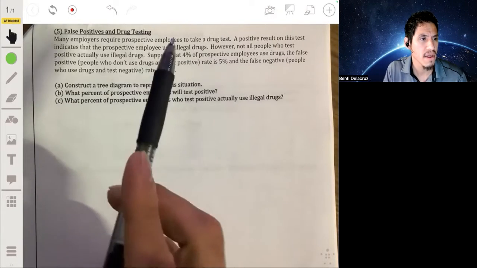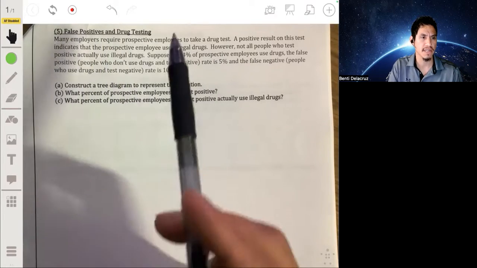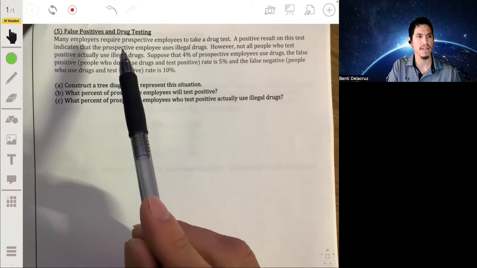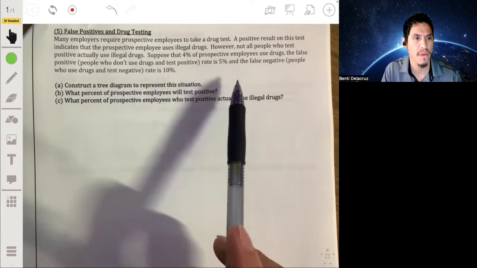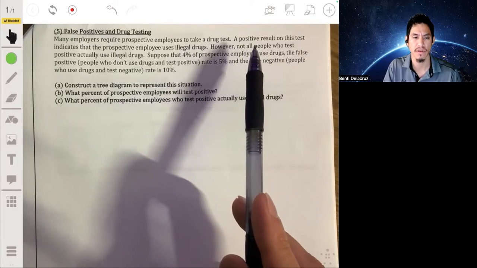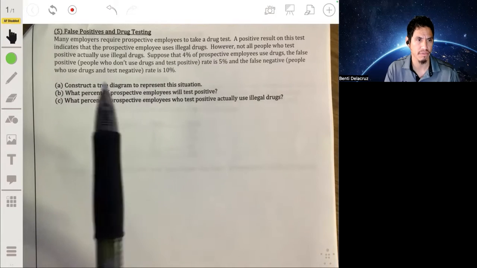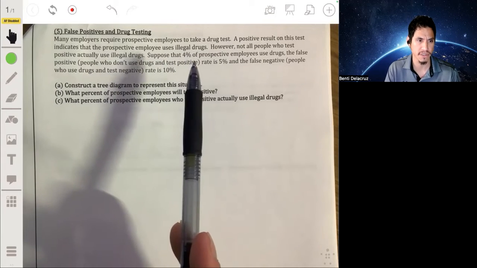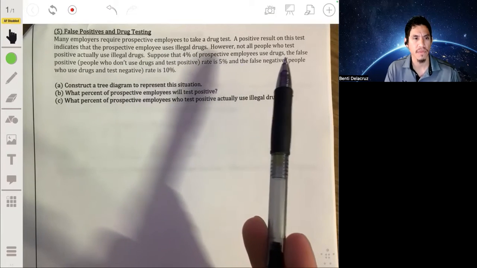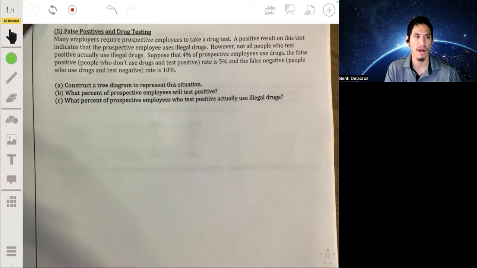All right, here we're going to be dealing with false positives in drug testing. It says that many employers require that their prospective employees take a drug test. Seems pretty normal. A positive result on this test usually indicates that the prospective employee is using illegal drugs. However, it's not always the case, because sometimes the test could be wrong.